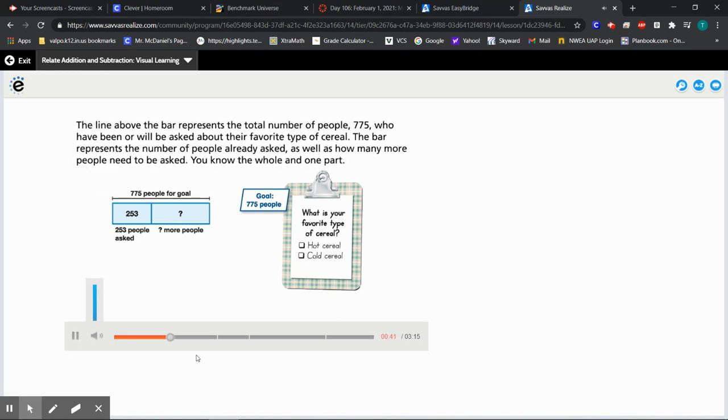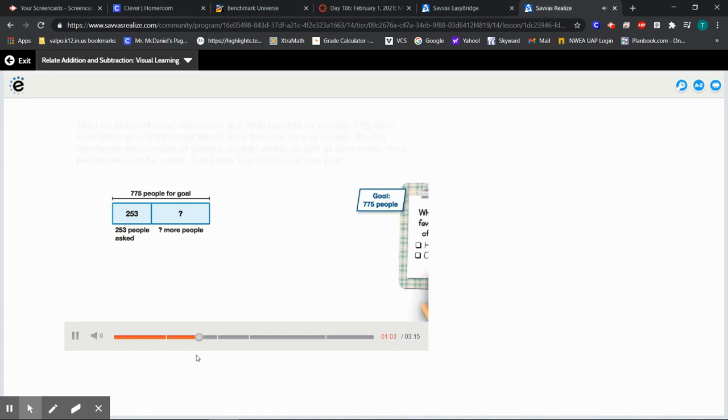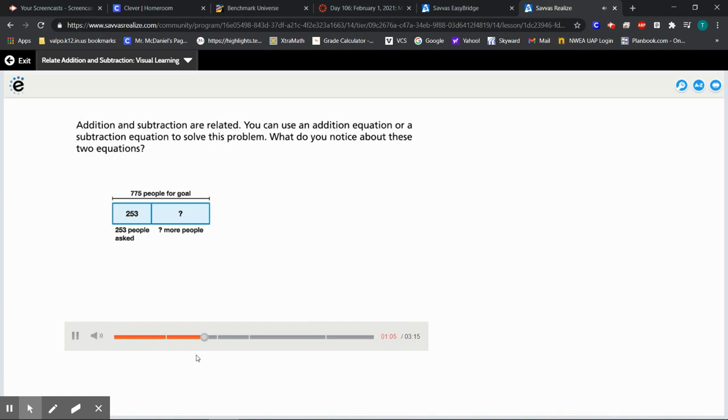The line above the bar represents the total number of people, 775, who have been or will be asked about their favorite type of cereal. The bar represents the number of people already asked, as well as how many more people need to be asked. You know the whole and one part. Addition and subtraction are related. You can use an addition equation or a subtraction equation to solve this problem. What do you notice about these two equations?